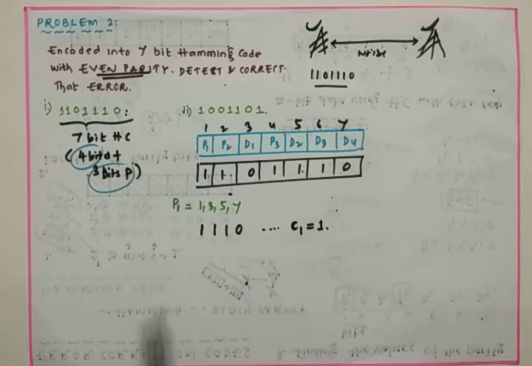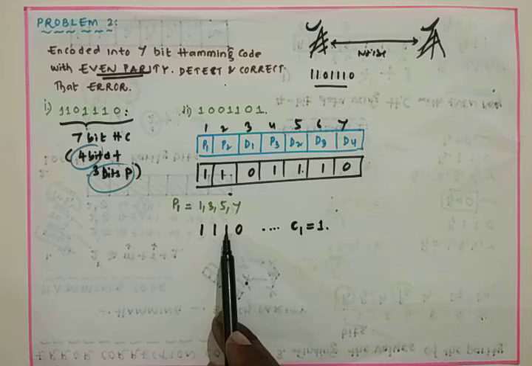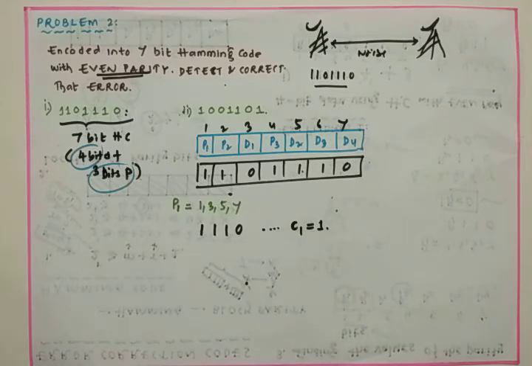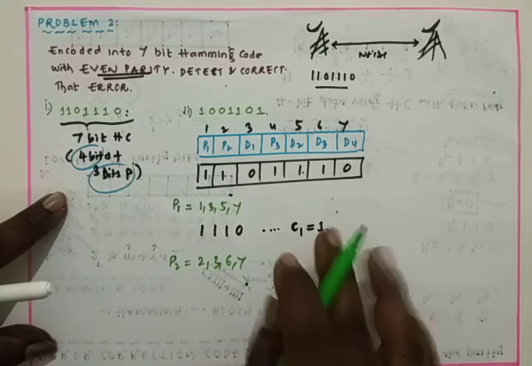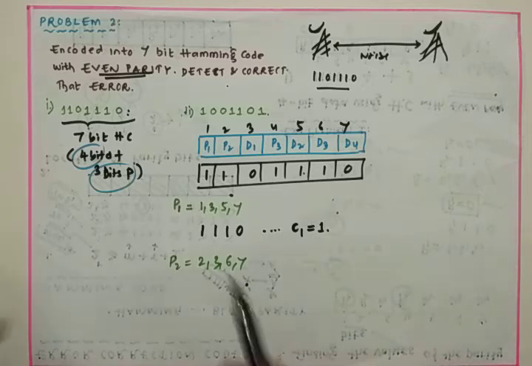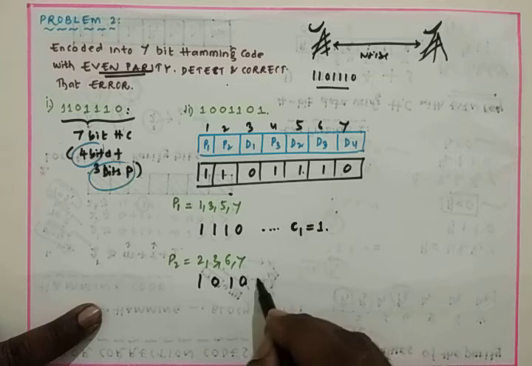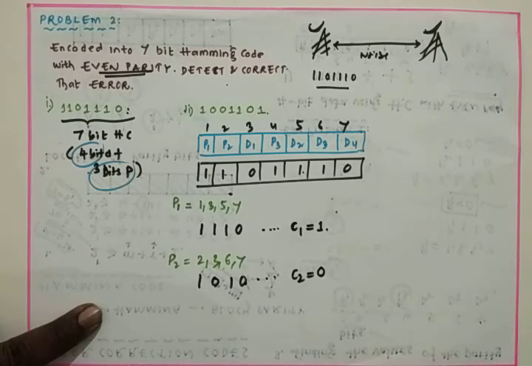If C is 1, then any one of the 1s is 0, or any one of the 0s is 1, then we can satisfy the even parity. Then go with the P2 now. P2 is nothing but 2 3 6 7. 2 is 1 and 3 is 0, 6 7 is 1 0. So how many ones are there? 2 ones are there, so it is satisfying the even parity, so no need to add anything. Then go with the P3.